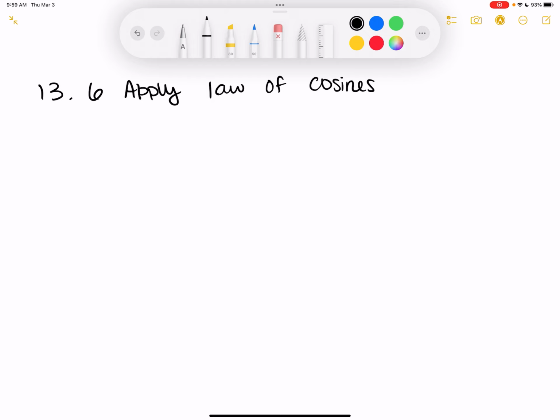So, what cases does the law of cosines work for? SSS and SAS. Side angle side, and side side side. Just an example, because there's not a ton of them in your book. Solve a triangle with the side angle side case.